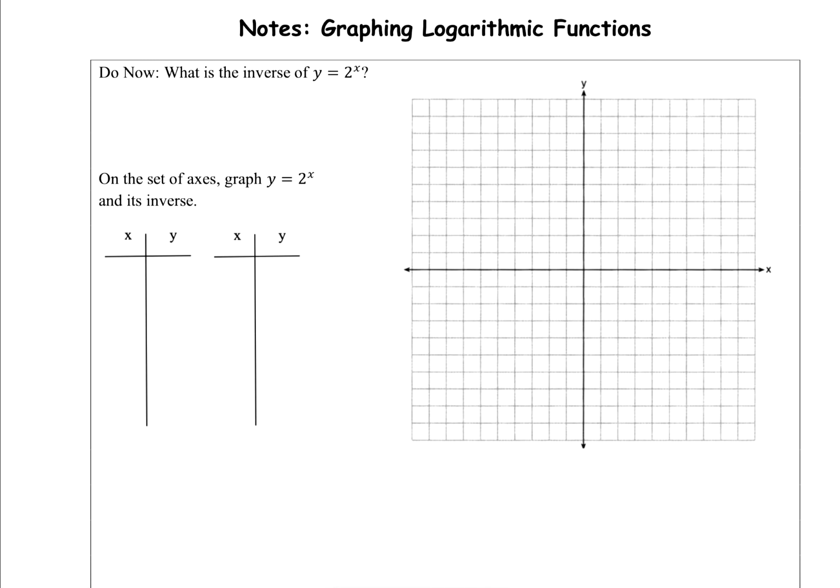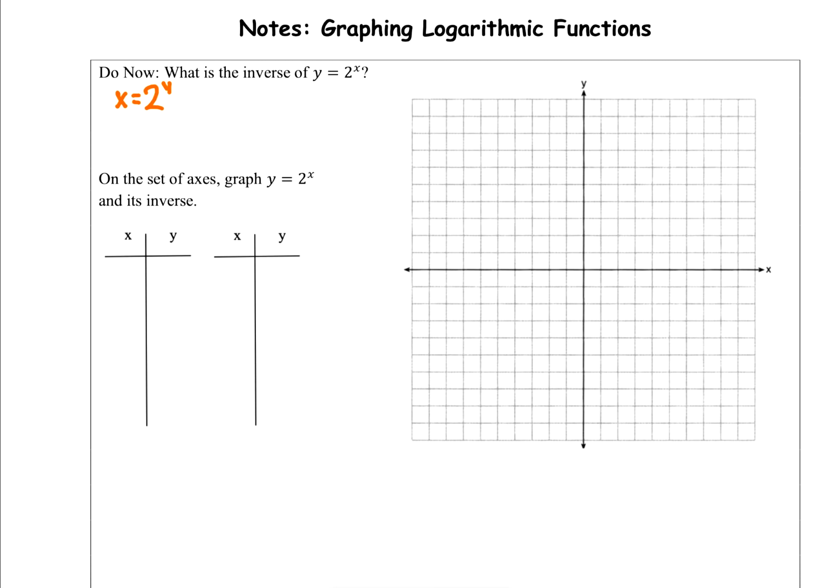So if we want to find the inverse of y equals 2 to the x, the first thing we have to do is, instead of it being y equals 2 to the x, swap the x and the y. So it'll be x equals 2 to the y. Then we have to solve for y to get y by itself.